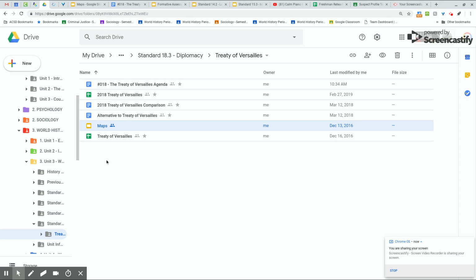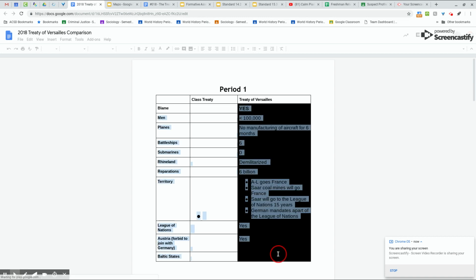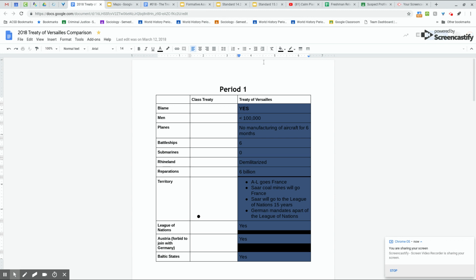Also in that folder, you will see the Treaty of Versailles comparison. So this is what was actually decided when the delegates from those countries sat down to decide what to do with Germany. I have it hidden just as a way to give them some suspense. So if you unbold or paint that out, it'll show the kids, hey, this was actually decided, so they can see where they actually were.